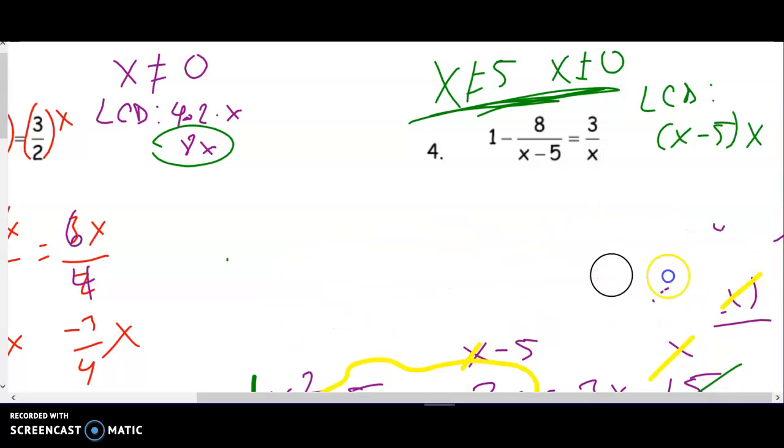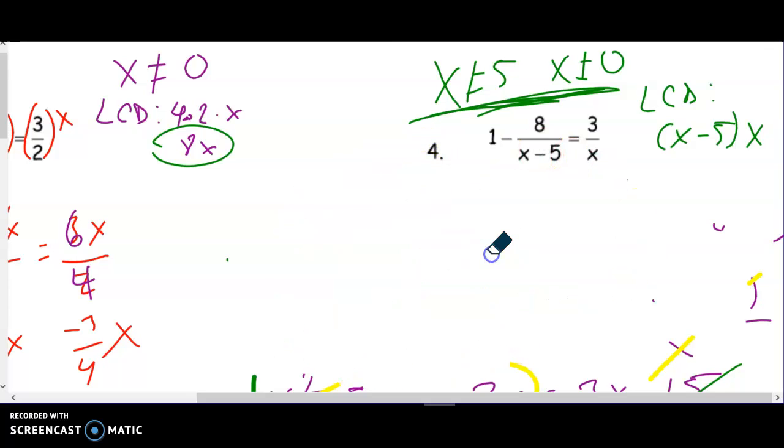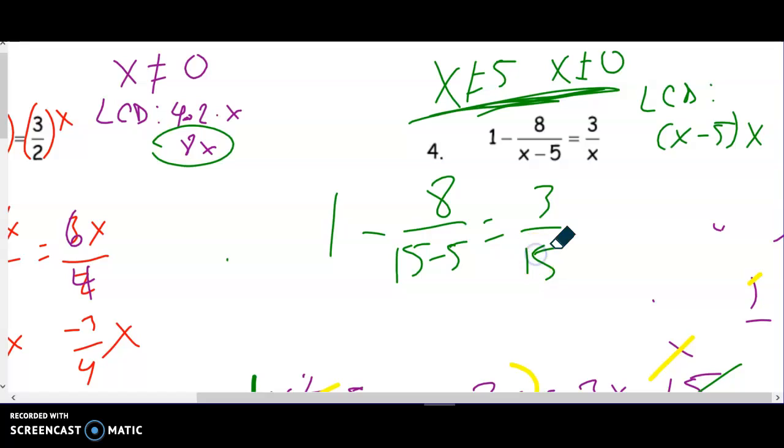So let's plug in 1, and then we'll plug in 15. So we plug in 1, we'll get 8 over 1 minus 5 equals 3 over 1. So 1 minus negative 2, so that checks out. And let's go ahead and plug in 15 to check that result. 15 minus 5, 3 over 15. 15 minus 5 is 10, so minus 8 tenths.